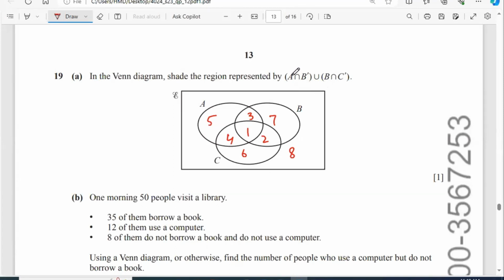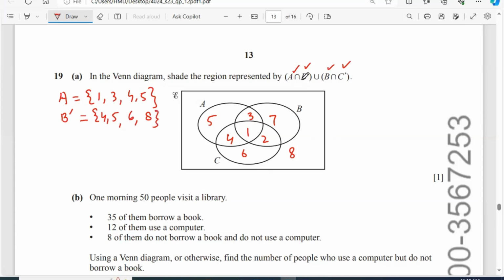First find out all the sets. There are four types of sets: A, B complement, B, and C complement. Set A is 1, 3, 4, 5. Now B complement means except B. Except B means we have to write 4, 5, 6, and 8.